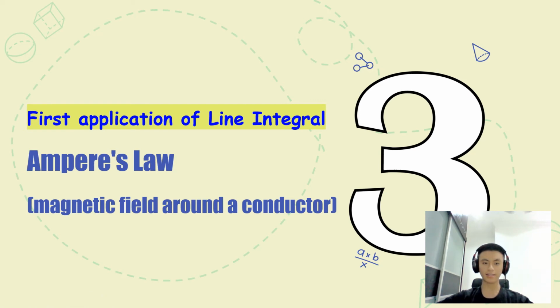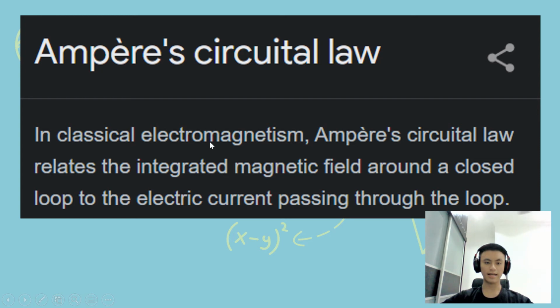Now I'm going to discuss the first application of line integral. In real life or in physics, line integrals are used in particular for the computation of the magnetic field around a conductor by using Ampere's law. In classical electromagnetism theory, Ampere's circuital law relates the integrated magnetic field around a closed loop to the electric current passing through the loop.